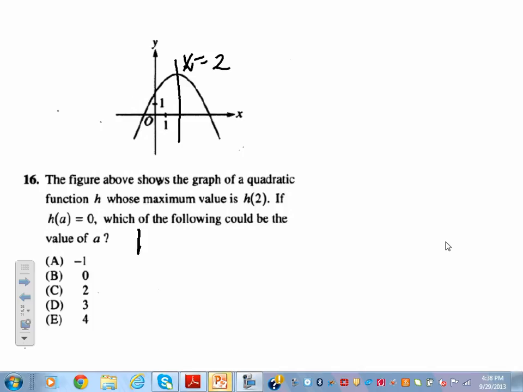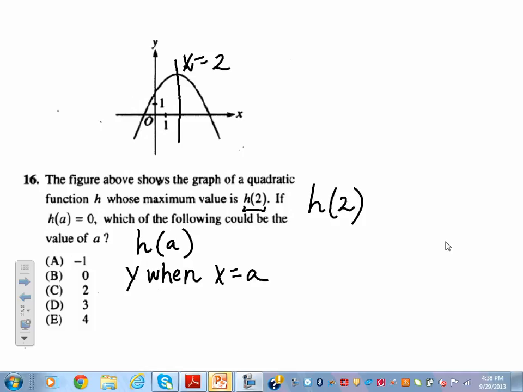So just remember that h of a is a fancy way of saying y when x equals a. Just as here, h of 2 is a fancy way of saying the y value when x equals 2. Okay, so we know that the maximum is at x equals 2, and we need to figure out the value of a, and we're told that when x equals a, the y value is 0.